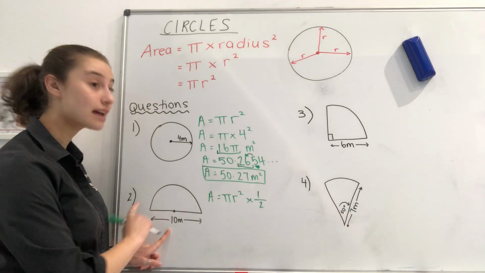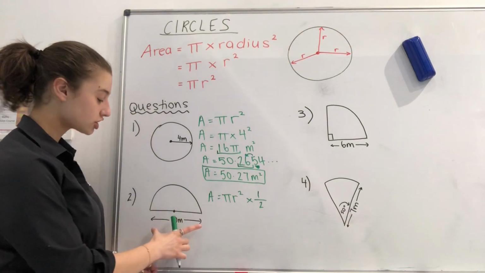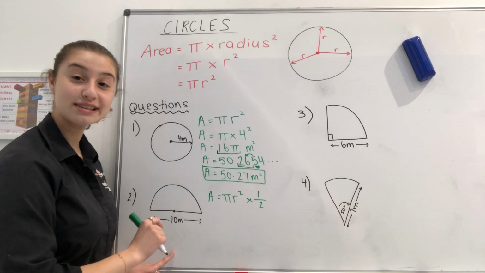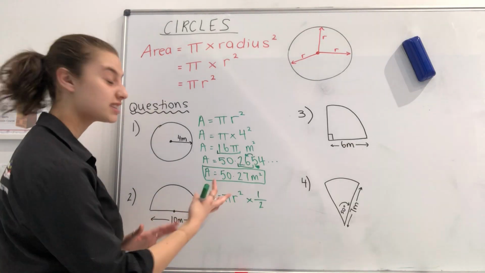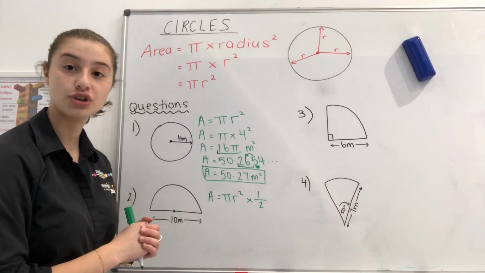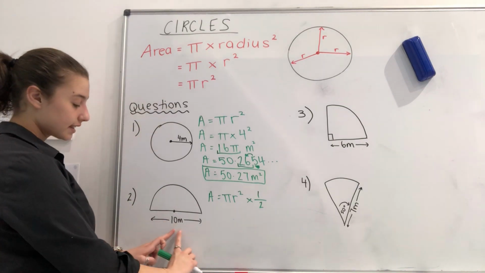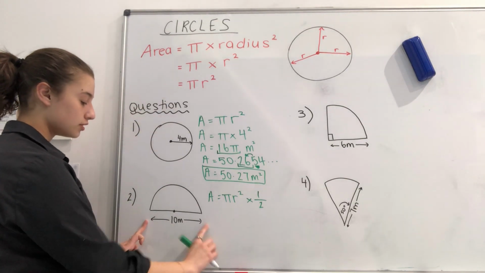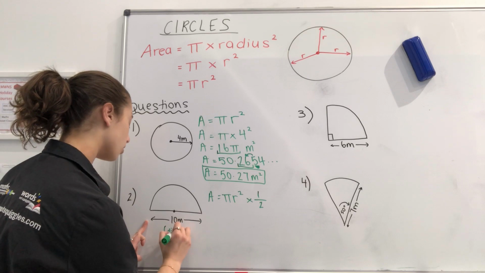The second issue is they have not given us a radius. They've actually given us a diameter. Now this is used to trick students who will just put the 10 into the formula and continue solving. What we notice is the length they've given us is from circumference to circumference. Now that is called the diameter.